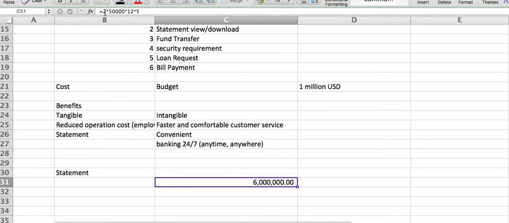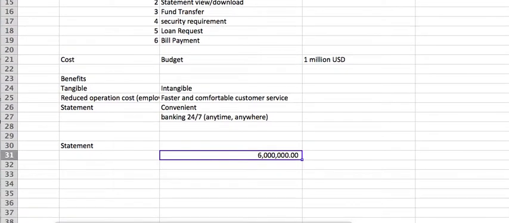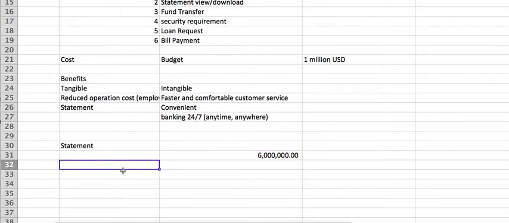Here it is, $2 per statement cost, 50,000 people opting for the online statement, so that you don't need to send them the paper version, for 12 months for 5 years. So this is the cost. Exactly. I'm just giving you this one as a statement. It's the reduced cost of the statement.